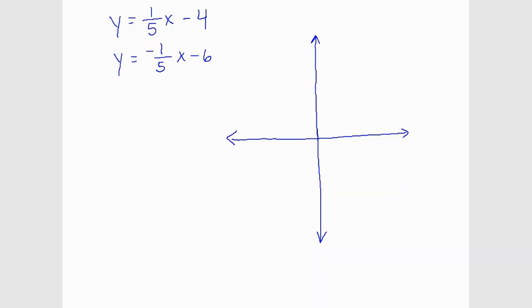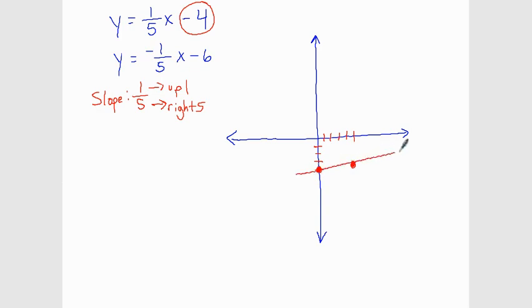Let's go ahead and graph these. Remember, we start with the y-intercept when we're graphing in slope-intercept form. So down 4 from the origin, 1, 2, 3, 4. I'll plot my point. And my slope is 1 over 5, which means we're moving up 1 and right 5. So up 1 and right 1, 2, 3, 4, 5. Right about there.